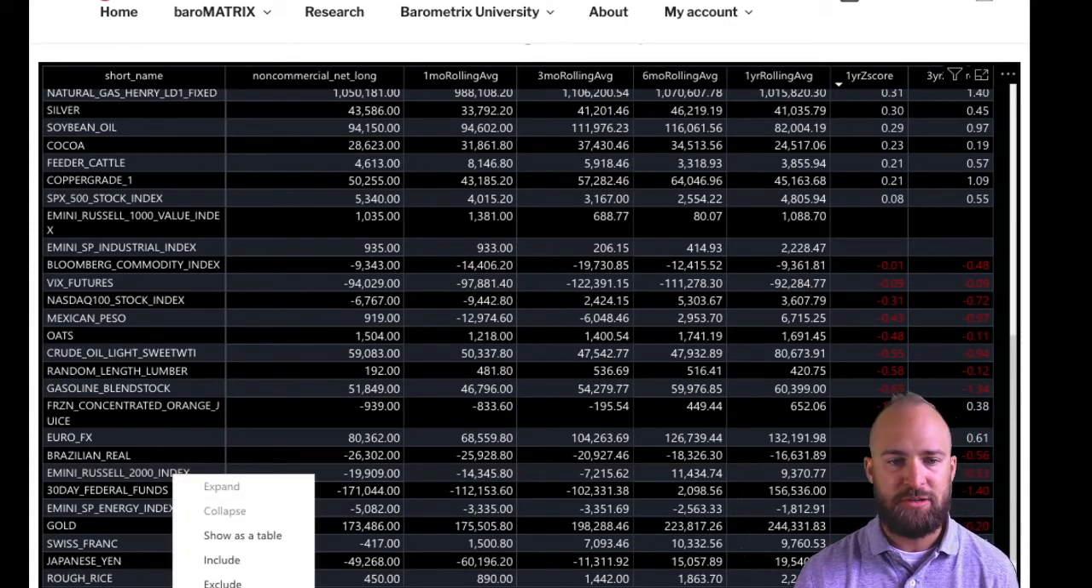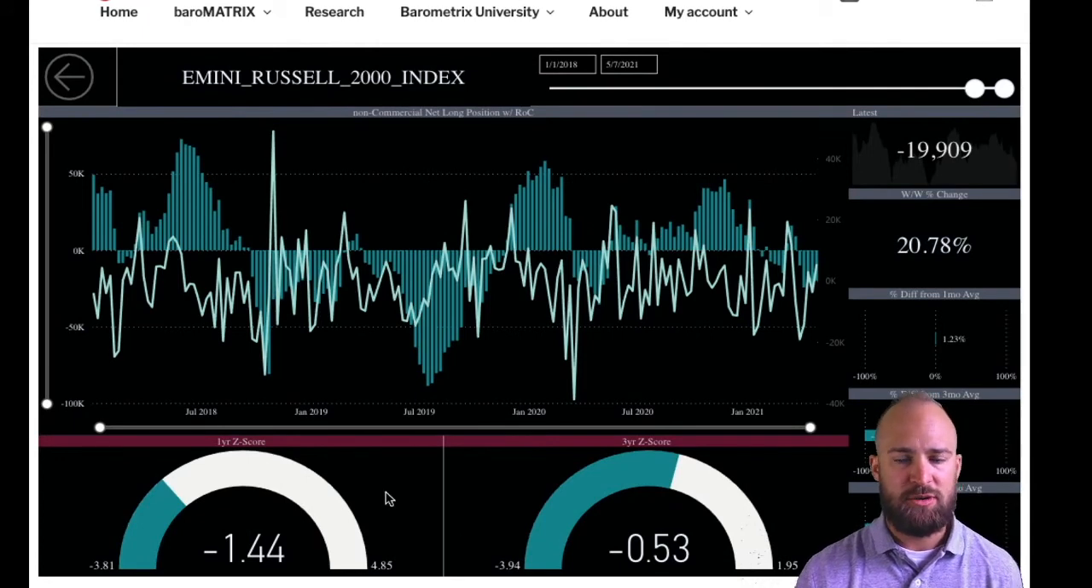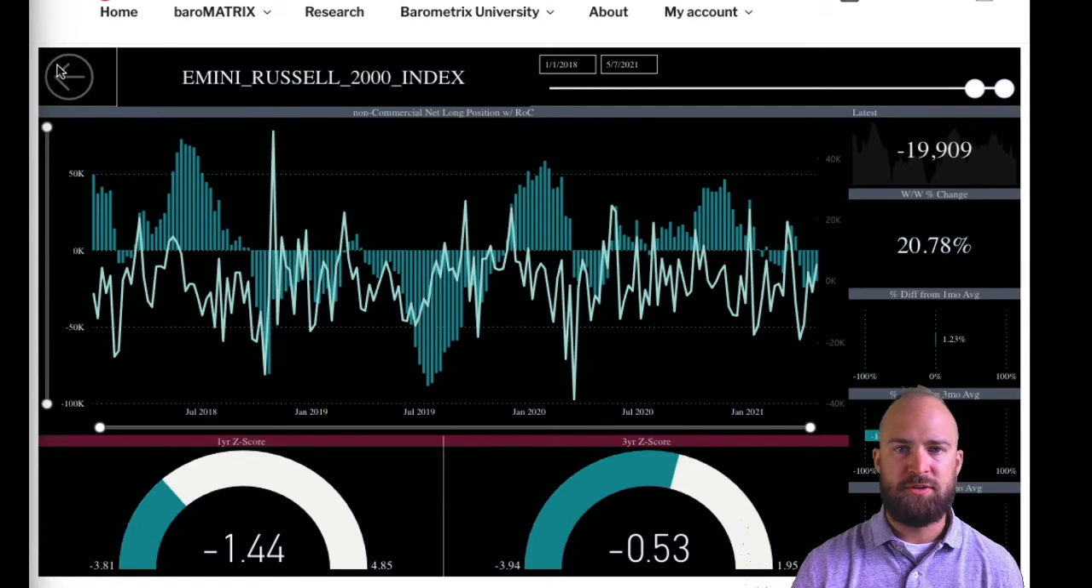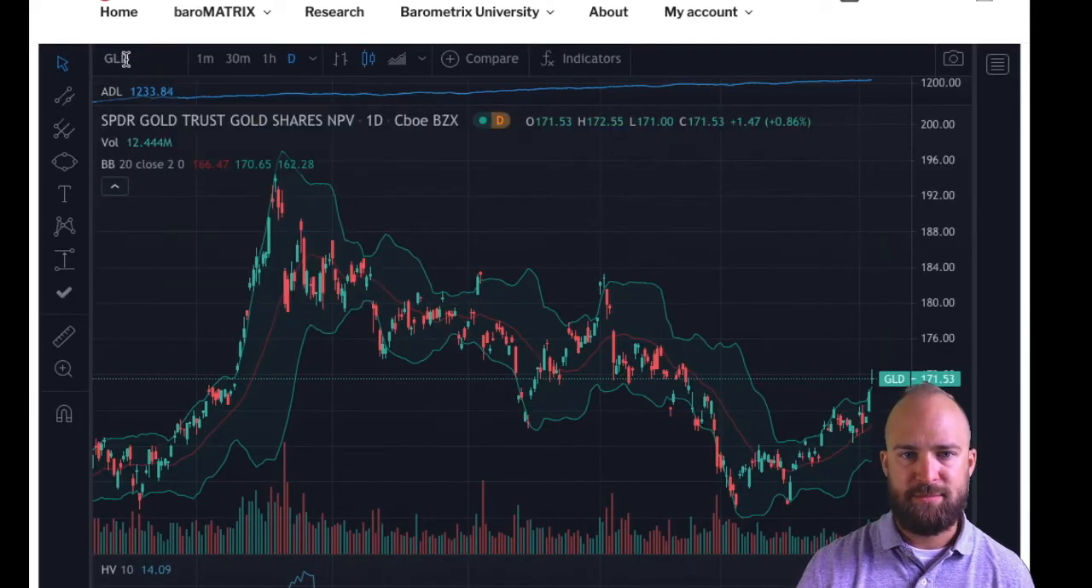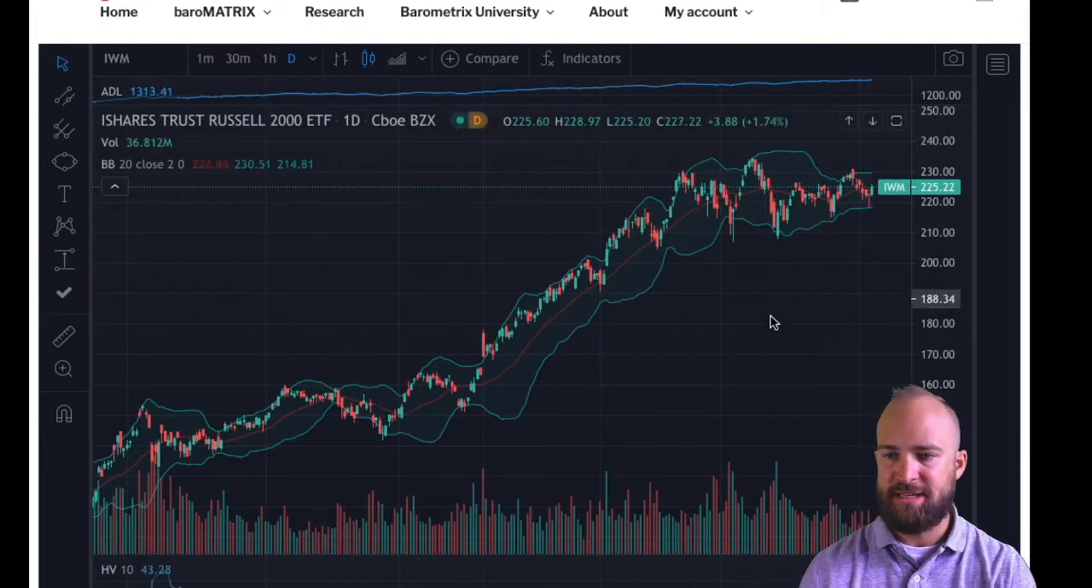Control click, drill through, gets us to our chart here. 1 year Z-score -1.44. It is an actual net short position. So the market is net short on the Russell 2000 index, which again I think of as a proxy for small caps, right? So with that in mind, let's take a closer look at price, volume, and volatility in small caps. We'll just come to IWM, which is the Russell 2000 ETF.